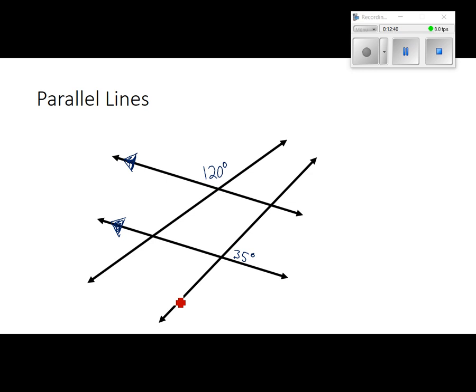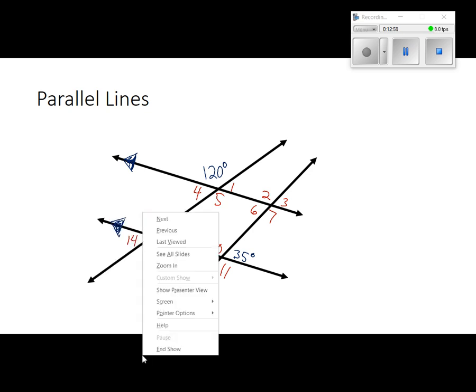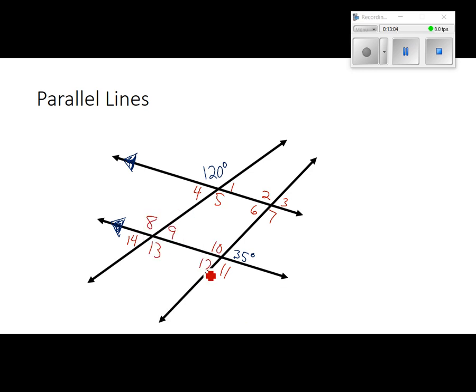So let's throw some numbers in here. We'll call this angle 1, angle 2, angle 3, angle 4, angle 5, angle 6, angle 7, angle 8, angle 9, angle 10, angle 11, angle 12, angle 13, angle 14. Again, you've got to cover up part of it. So which part do we want to deal with first? What do we want to find first? Left side? Yeah. So we're covering all this up.